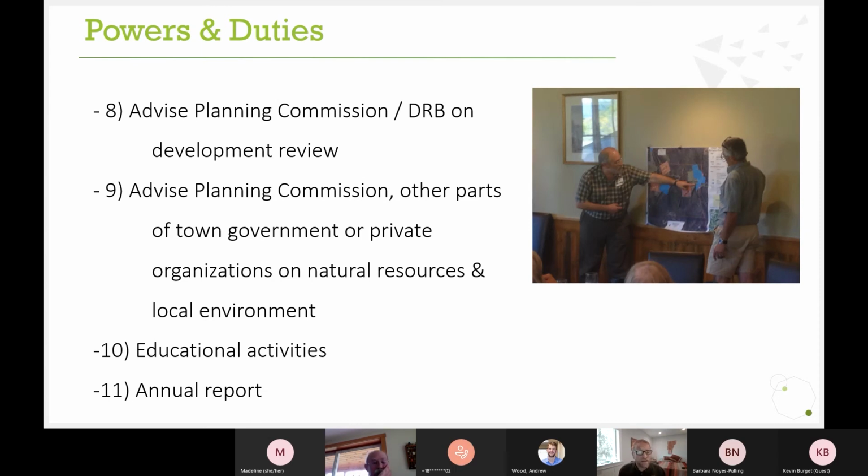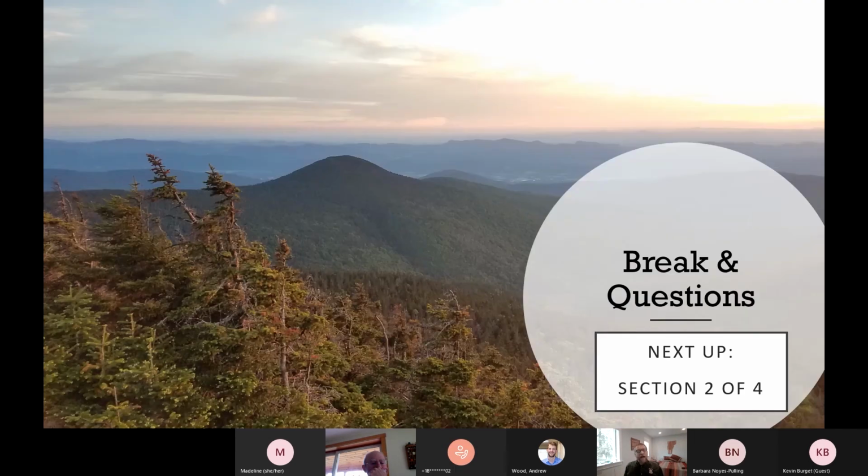And then the last thing here is the annual report and the responsibility to report out to the town on what the CC has been doing, how they've spent town money, and what sort of activities they've engaged in. Okay, so that's the first section on what is a Conservation Commission.